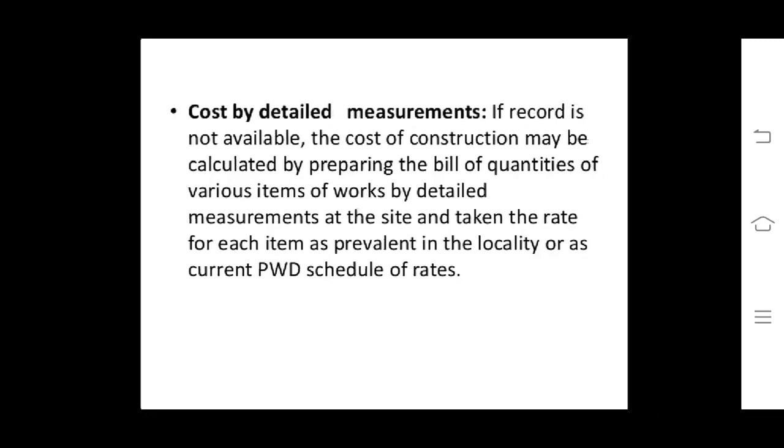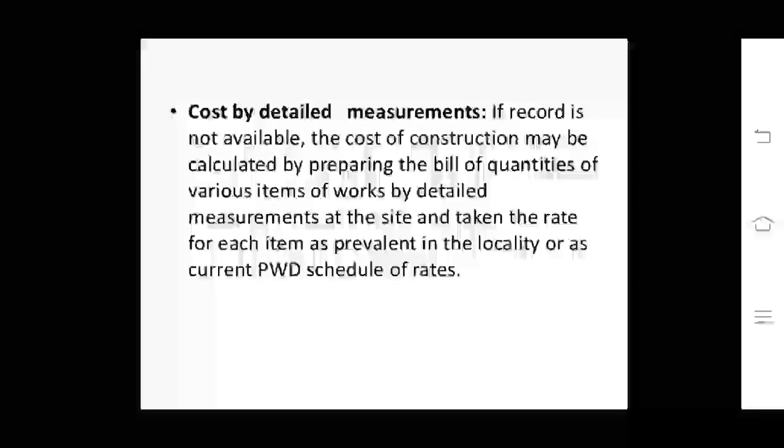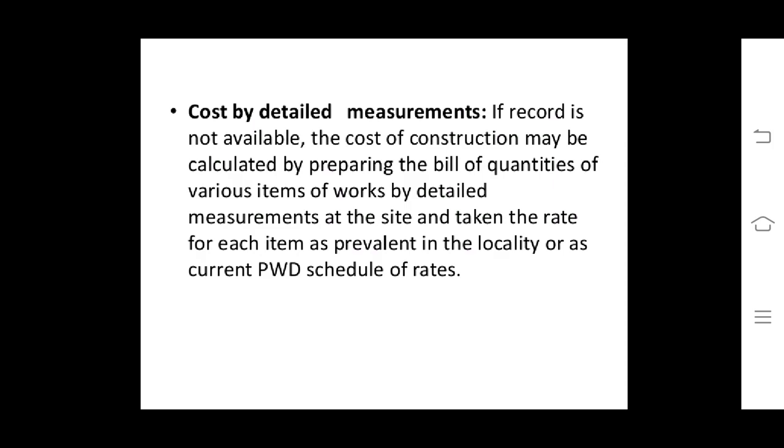Cost by detailed measurements. If records are not available, the cost of construction may be calculated by preparing the bill of quantities of various items of works by detailed measurement at the site and taking the rate for each item as prevalent in the locality or as current PWD schedule of rates. Means we have to do measurement sheet as well as abstract sheet to find out the current value of the property.